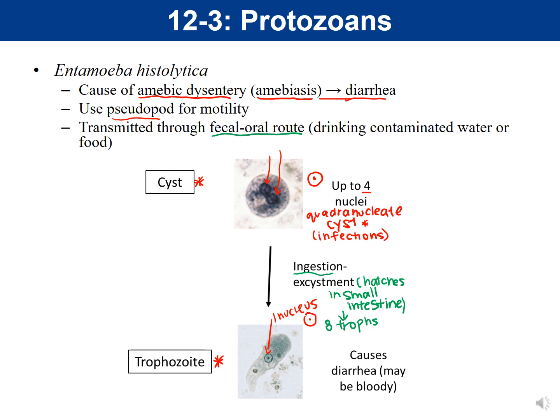So it's going to produce 8 trophs per cyst. And so those trophs are then going to be found in the intestine. So infectious stage, again, the quadrinucleated cyst, mode of transmission, fecal oral transmission. So drinking contaminated water or eating fecally contaminated food, for example.